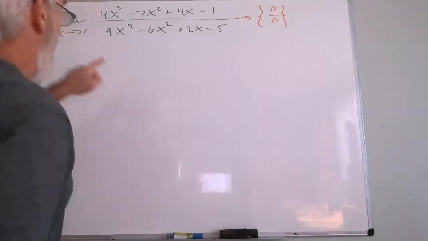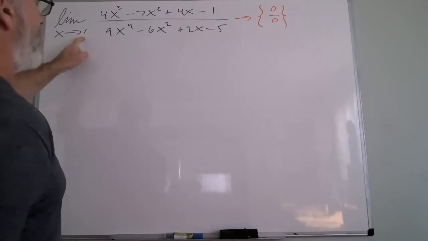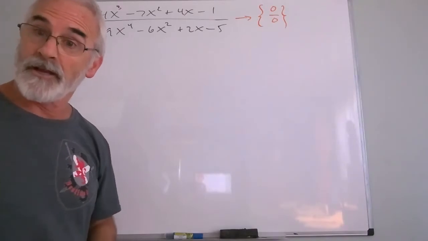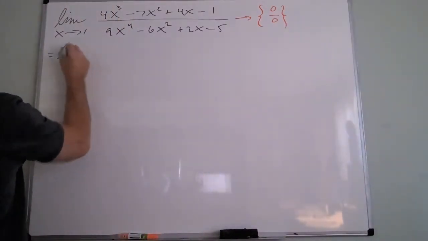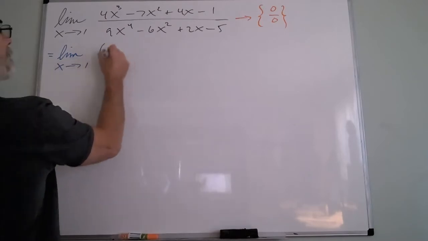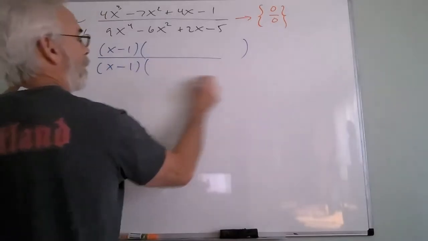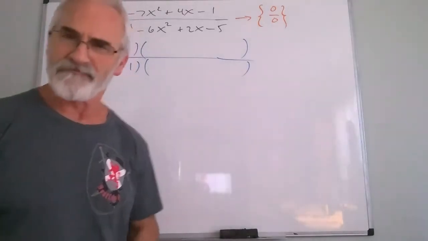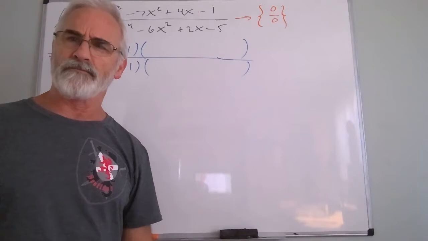And if my numerator is approaching 0 when x is approaching 1, that means x minus 1 has to be a factor of my numerator. It also must be a factor of my denominator. So I know with absolute certainty I'm going to have something like this. That's what the fundamental theorem of algebra guarantees. What I don't know is what goes here and here yet. So how do I find those?